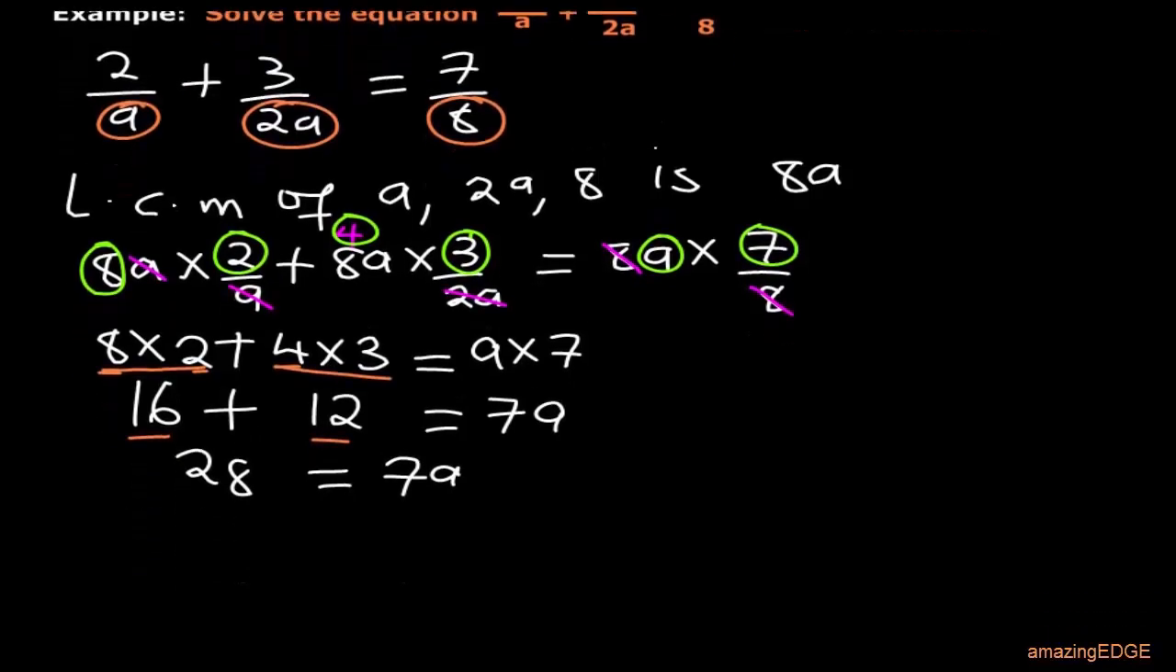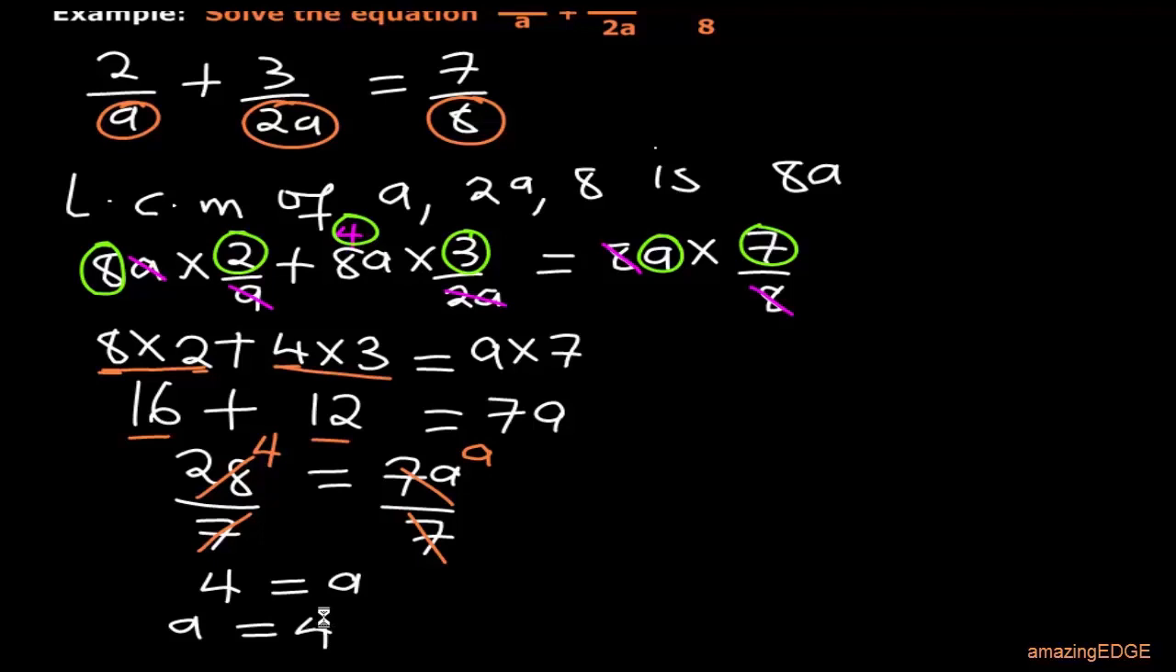Now because we are looking for a, you divide by the coefficient of a, which is 7. So you divide here by 7, you divide here by 7. 7 divides 28 gives us 4, then 7 divides 7a will leave us with a. Therefore we have that 4 is equals to a. Alternatively, we can say that a is equals to 4. And that is actually what we are looking for.